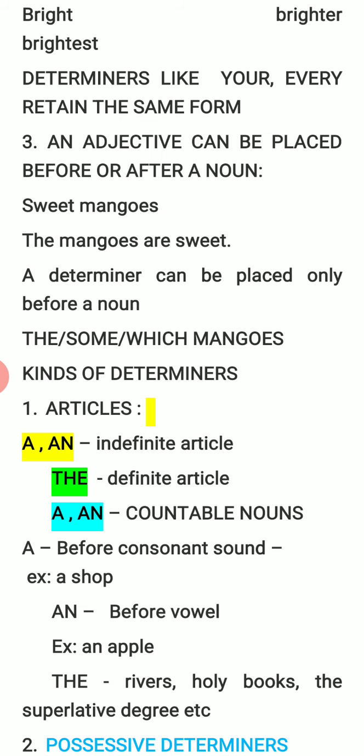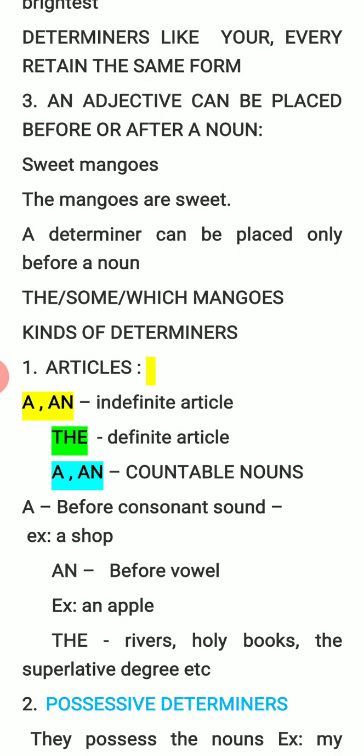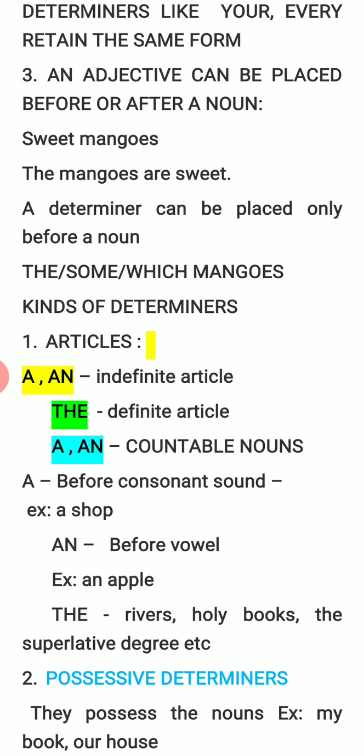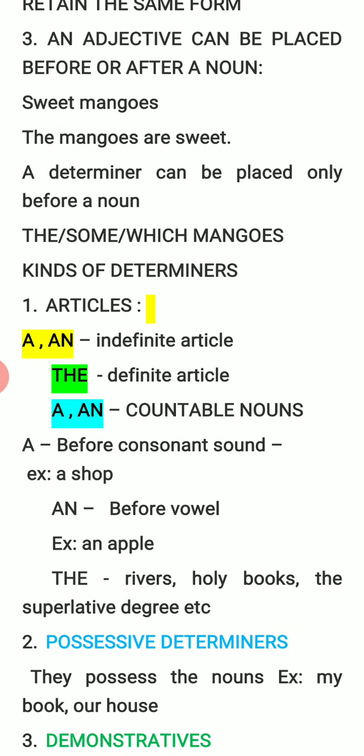A and an are used for countable nouns. A is used before a consonant sound. Example is given, a shop. Many more examples you can give. An is used before a vowel. Which are the vowels? A, E, I, O, U. Example is an apple.